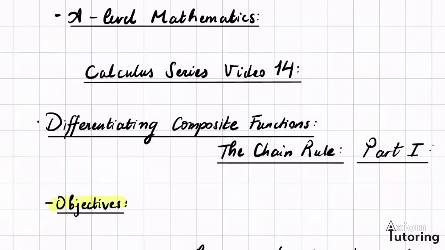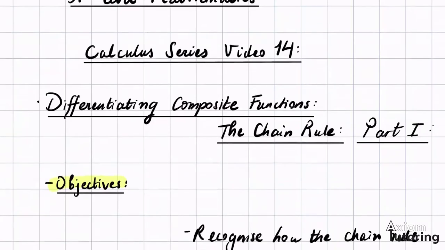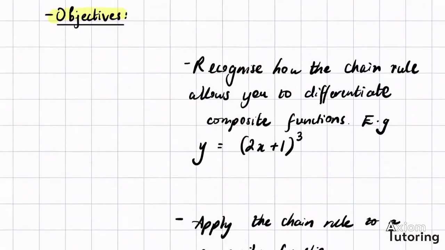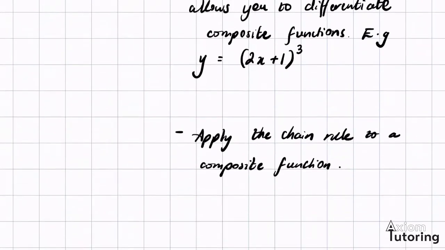We are differentiating composite functions using the chain rule and this is part 1. So the objectives of this video are to recognize how the chain rule allows you to differentiate composite functions. For example, y equals (2x plus 1) cubed. And then we're just going to apply the chain rule to this function to differentiate it.